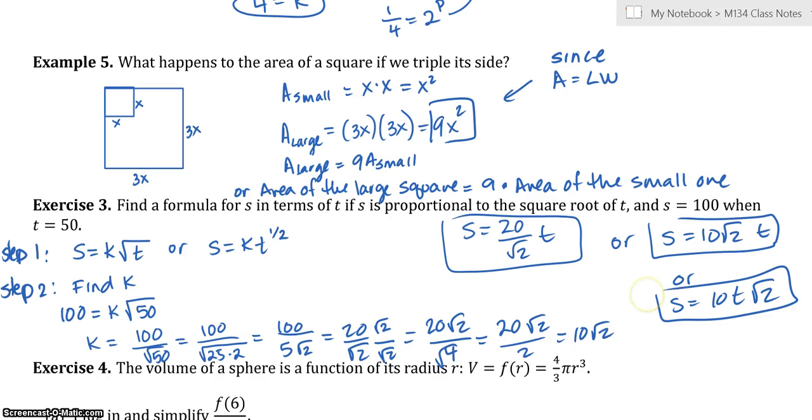Any one of these answers works. Or you can get a decimal if you figured out what 10 times square root of 2 is, or 100 over square root of 50. That should work as well.